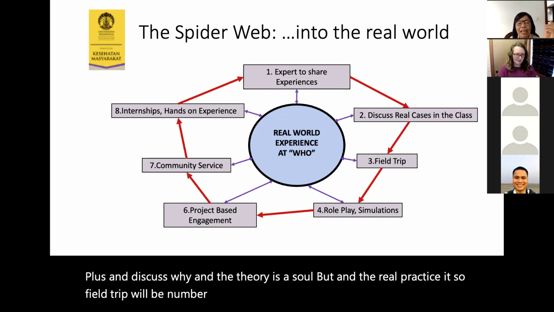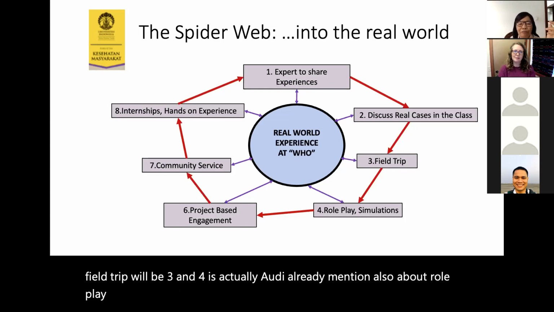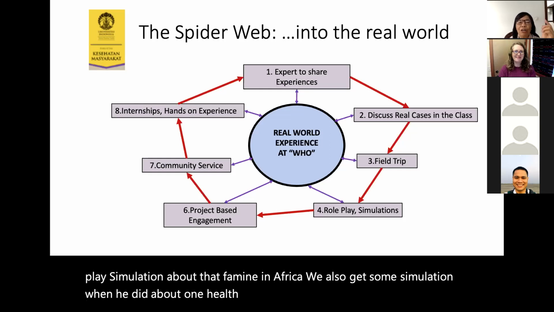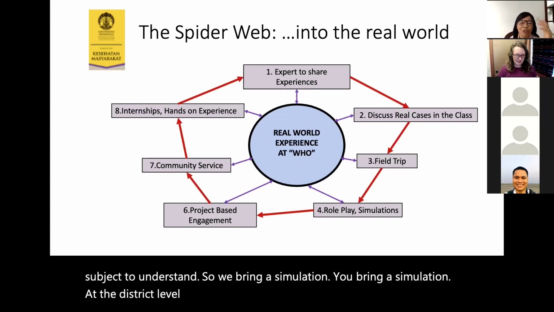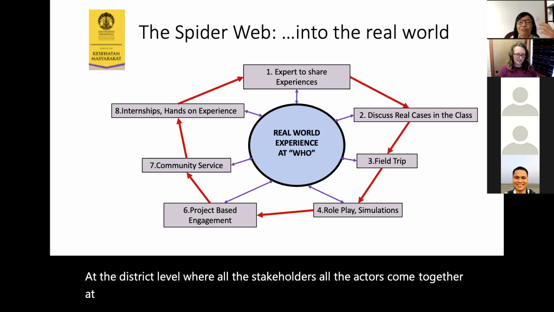Number four is role play simulation, which Ellie already mentioned, about that famine in Africa. We also did some simulation when we did One Health, because One Health is one of the very difficult subjects to understand. So we brought a simulation at the district level, where all the stakeholders and all the actors come together and debate how we can make One Health work at the operational level.